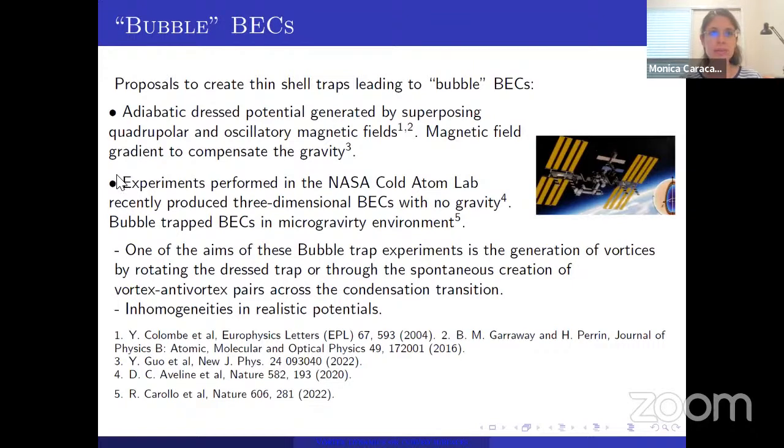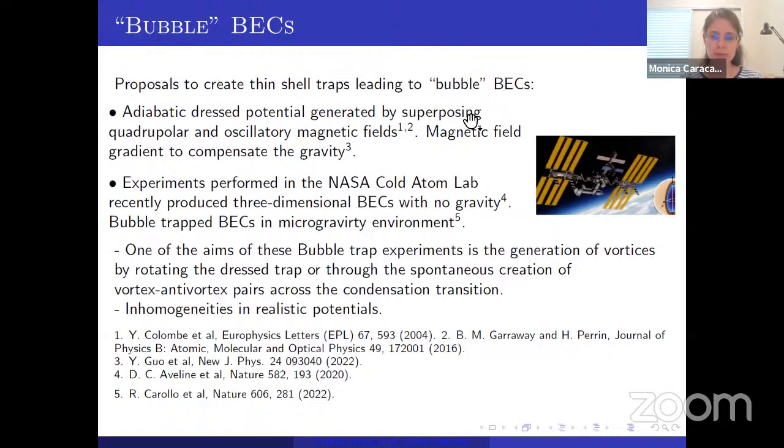Let's summarize a little bit what bubble traps are. I think you already had a very nice talk by Nathan Lundblad about these traps. Just a brief description: the proposal is to create these thin shell traps, bubbles, originating from a resonant potential that can be generated by static magnetic fields, usual quadrupole traps, and radio frequency fields that are coupling. This radio frequency technique is basically the same one used in evaporative cooling. These are the ingredients to produce the magnetic fields that trap your atoms in a bubble shape.